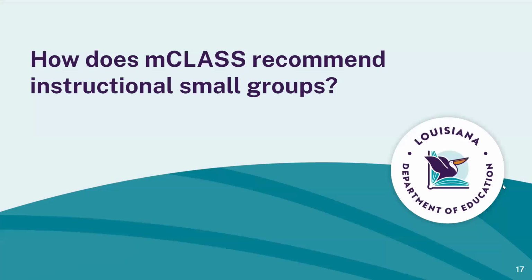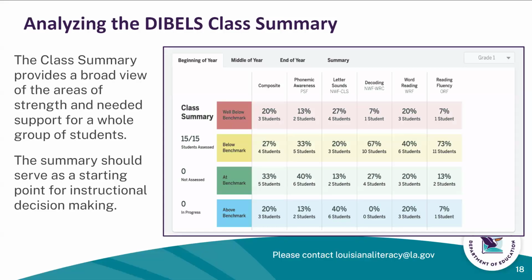How does mCLASS recommend instructional small groups? When you log into your mCLASS account, you will be able to view your class summary. The class summary provides a broad view of the areas of strength and needed support for a whole group of students. The summary should serve as a starting point for instructional decision-making.